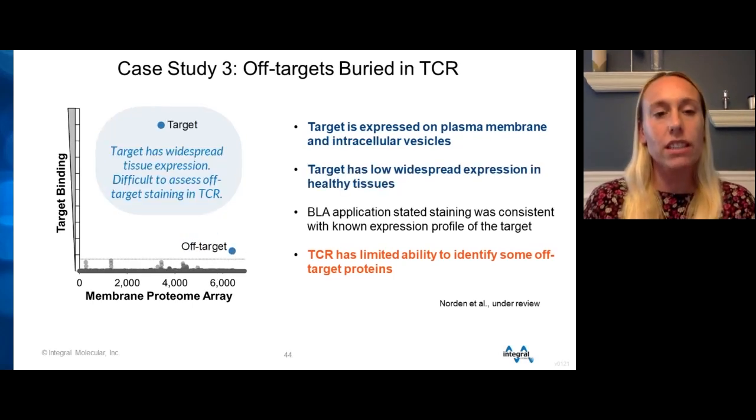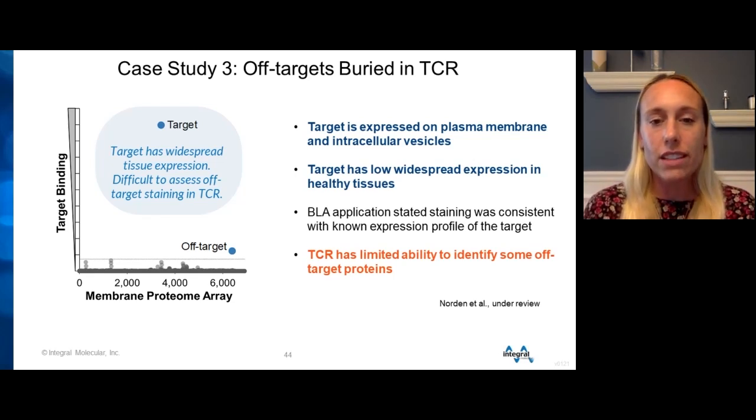In the third case study, this is a target that is expressed on the plasma membrane and intracellular vesicles. This is an oncology target. It's very active in cancers and also upregulated in several cancers. But in normal tissue, the target has a low expression, but in several tissues, in healthy tissue, I should say. And the MPA identified the target, but also identified an off-target.